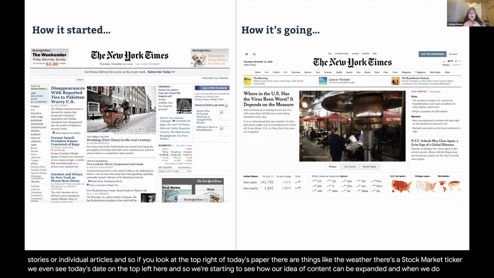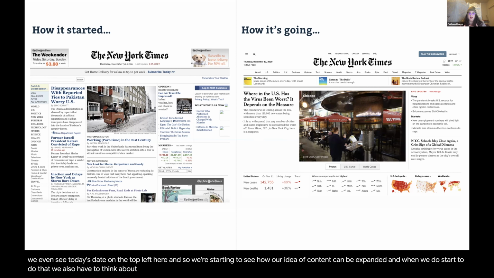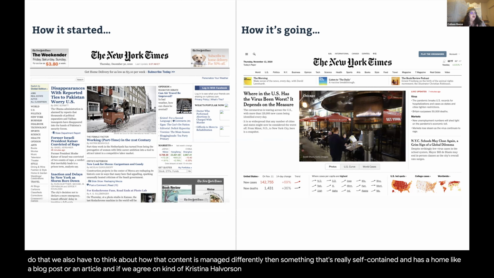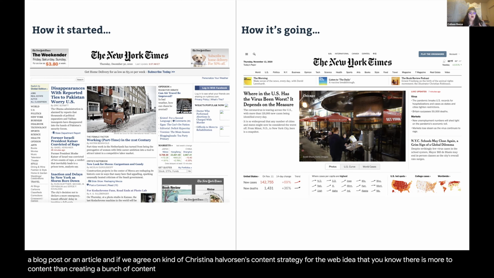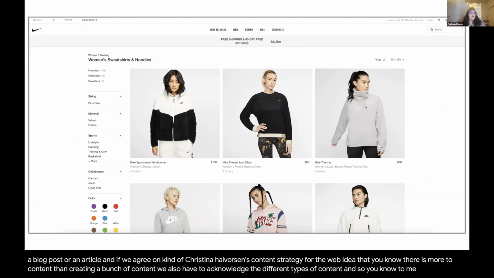And when we do start to do that, we also have to think about how that content is managed differently than something that's really self-contained and has a home like a blog post or an article. And if we agree on kind of Christina Halverson's content strategy for the web idea that there is more to content than creating a bunch of content, we also have to acknowledge the different types of content. And so, you know, to me, this is also content.